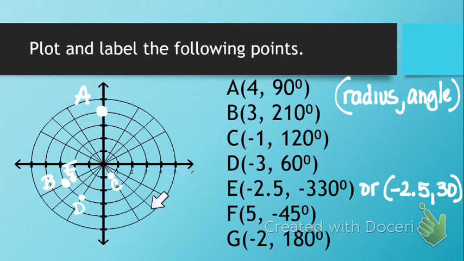Negative 45, this is negative 45. Again, if you want to add 360 to it, this is the same as saying positive 5. And then you could also add, and that would be 315. So 315 would be this axis right here. And you're going out to the 5th circle, which will be right there, right on the edge.